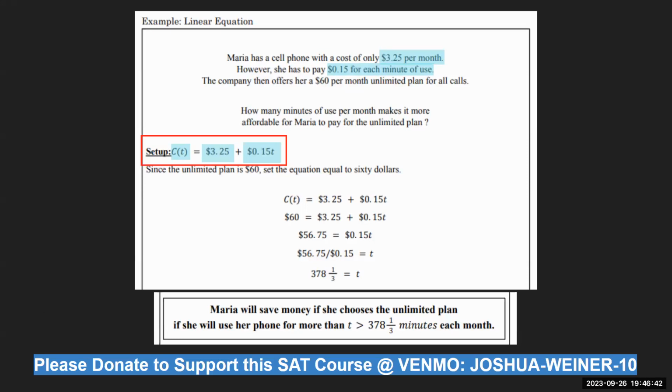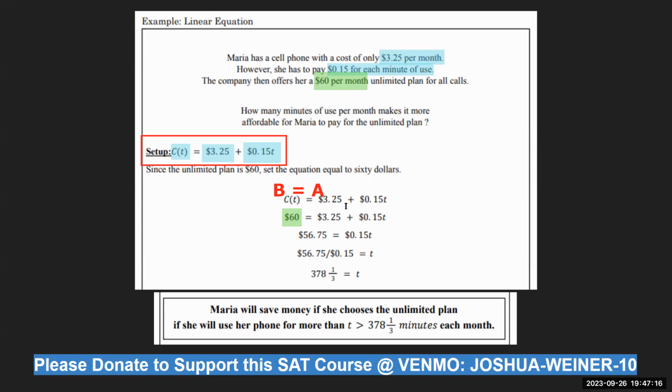Since C, which is cost and time, equals 3.25 plus 0.5t. So since the unlimited plan is $60, set the equation equal to $60. Oh, okay. So this is plan B. So we're setting the unlimited plan, so plan B equals plan A, for example. A is when they're equal. All right, and then what happens next when you plug in?